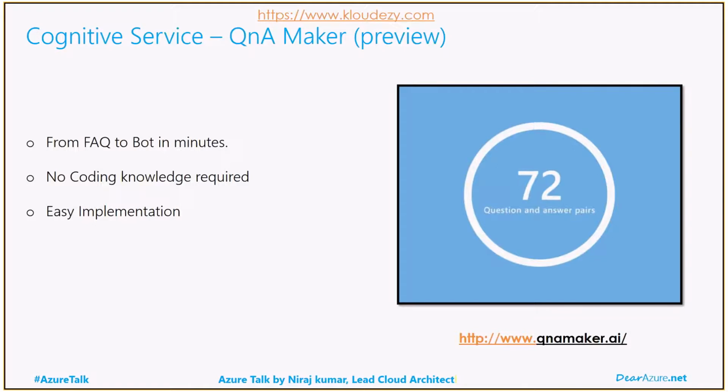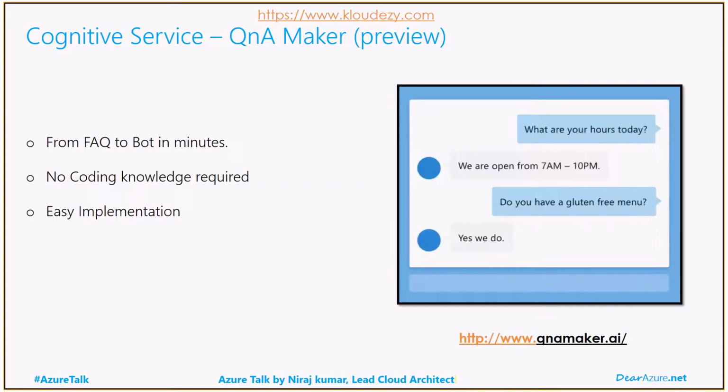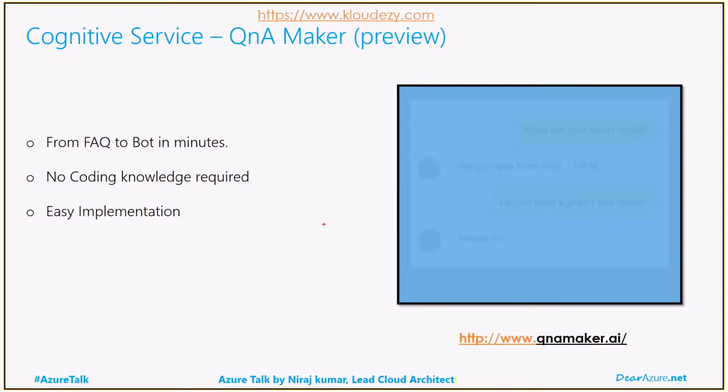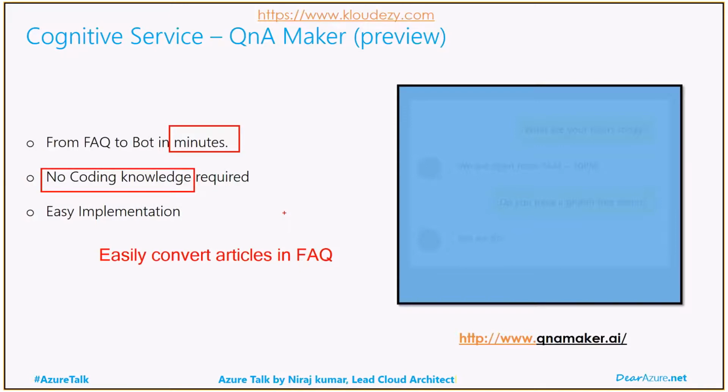QnAMaker is a tool, a portal, a UI interface wherein we can have our FAQ section converted into a bot in just a few minutes. If you have FAQ content in any form, in a web page URL, in some document, or you can create the FAQ manually, you can convert this entire FAQ data into a bot in just minutes. And I will show you how in a few minutes it turns into a powerful, intelligent knowledge base. Again, it doesn't require any coding language. It's just a few clicks and you are done. It doesn't require any coding or programming knowledge. It is very easy to implement, as we will see in the demo, just one or two steps and we are done. It has its own web user interface, a web page known as QnAMaker.ai.